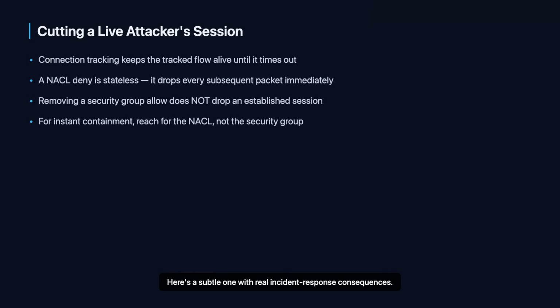Here's a subtle one with real incident response consequences. Say an attacker has an active session into an instance, and you rip out the security group rule that allowed them in. You'd expect the session to drop. It doesn't. Remember connection tracking? That flow was already tracked, so it keeps flowing until it naturally times out. To cut them off this second, you apply a NACL deny for the attacker's address instead. Because the NACL is stateless, it judges every packet fresh and drops the very next one, no matter that a session was already established. For instant containment, the NACL is your tool, not the security group.